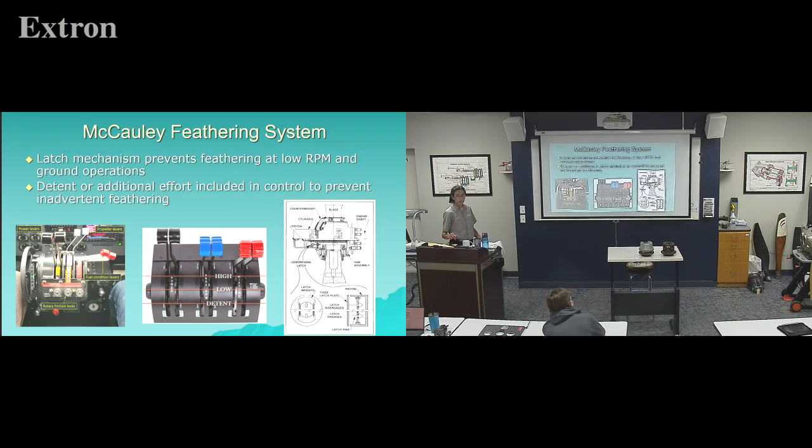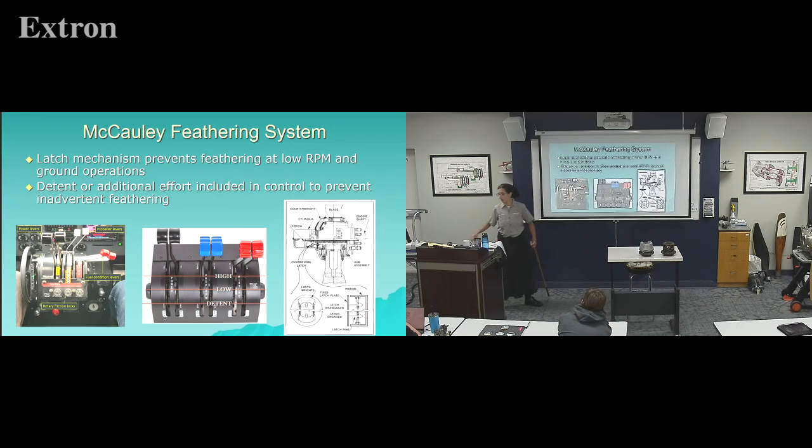Now, what do you think could be a problem? So on the PT6, it's a free turbine, so on shutdown, that prop can go into feather. The starter is running a compressor, not even attached to the prop, so no concern. The compressor comes up to speed, the turbines come up to speed, then we've got plenty of power to rotate that prop.